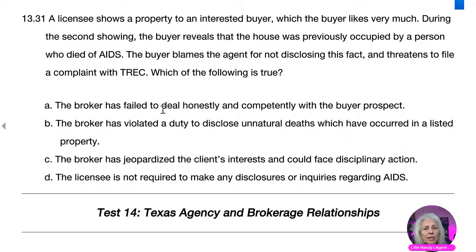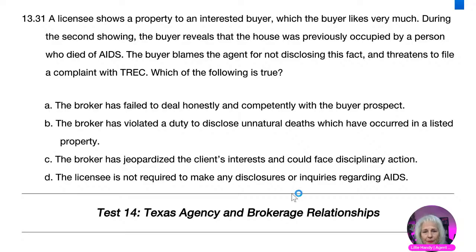A, a broker has failed to deal honestly and competently with the buyer prospect. B, the broker has violated a duty to disclose unnatural deaths which have occurred in a listed property. C, the broker has jeopardized the client's interest and could face disciplinary action. Or D, the licensee is not required to make any disclosures or inquiries regarding AIDS.